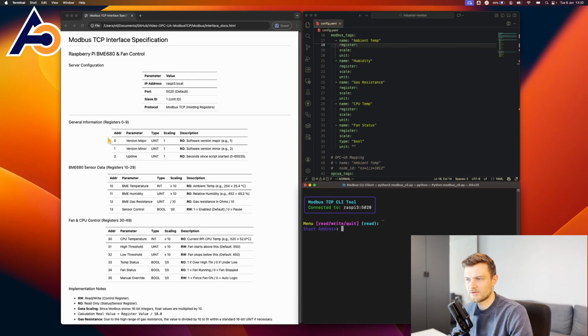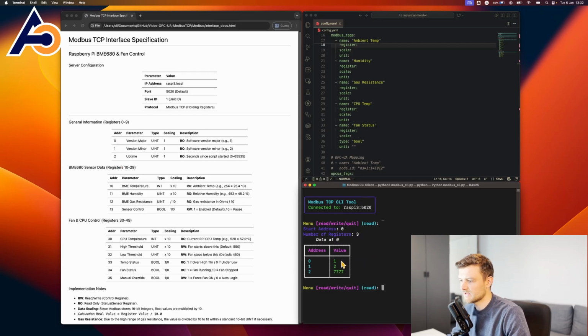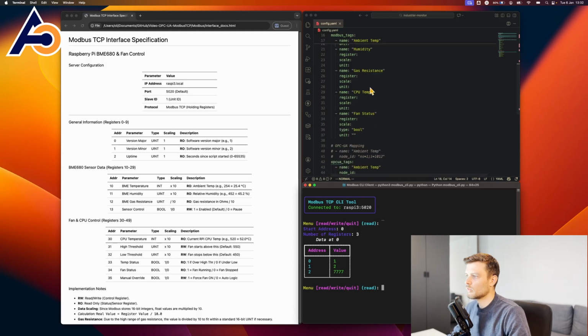We start at address 0. We read the next 1, 2, 3 addresses and we get the value. So it seems like the major version is 1, the minor version is 2, and we are up exactly 777 seconds.